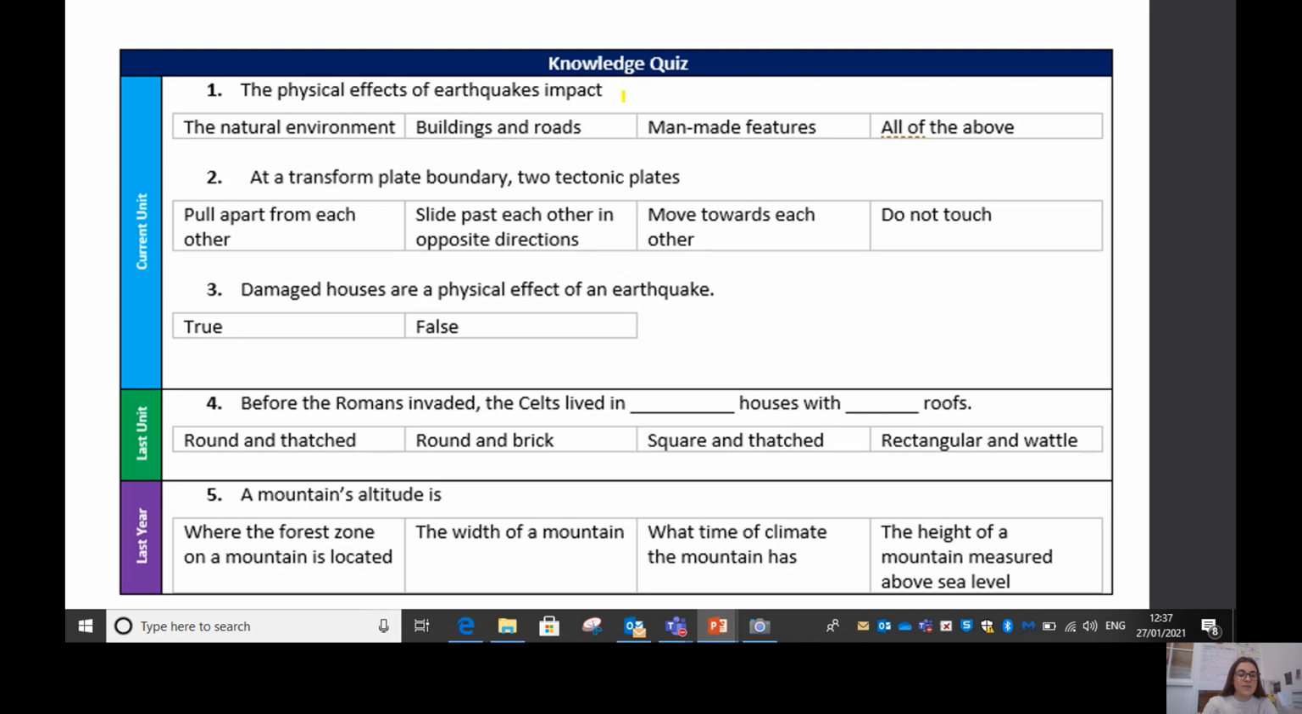The physical effects of earthquakes impact either the natural environment, buildings and roads, man-made features, or all of the above. Pause me now. Well done. The physical effects of earthquakes impact the natural environment. So buildings and roads and man-made features would be human effects of earthquakes.